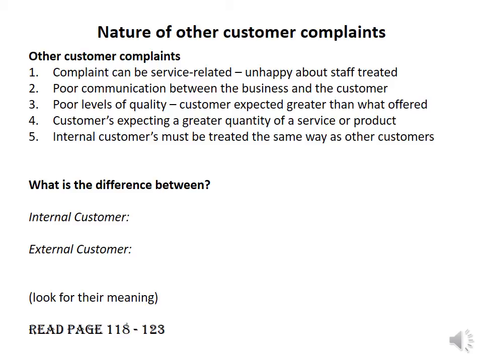Poor levels of quality. If we sell a product and it's not of good quality, then we'll lose that customer. Customers expecting a greater quantity of service or product, and they will find that it's less quantity. Like if you buy your family pet chips, and if you open it, you'll find that the quantity within the pack is not what you are expecting.